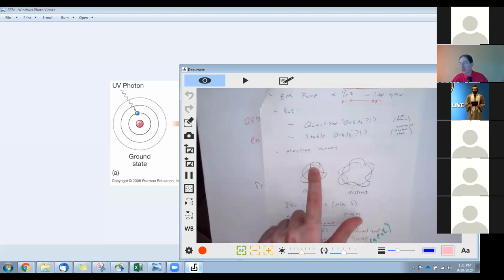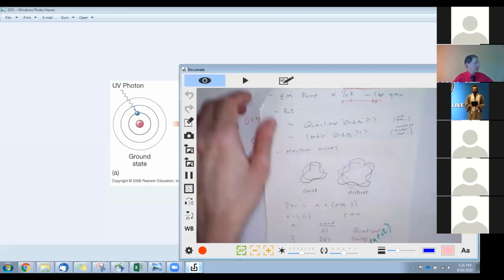So there are only certain radii where you get that constructive interference, where 1 wavelength, or 2, or 3, or 4, etc., wrap completely around the orbit and back on top of itself. Thank you. Yep. It's all because it's a wave.